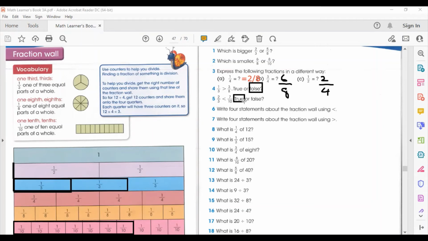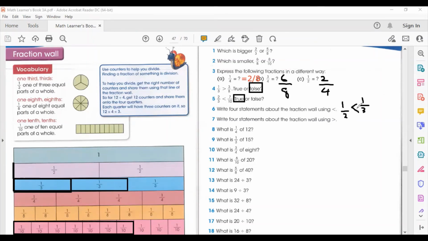Question number 6. Write 4 statements about the fraction wall using greater than. So there are a lot of options. We can write here 1 by 2 is greater than 1 by 3. We can write here many, and write 4 statements. This is the first. You can write more using the same thing.